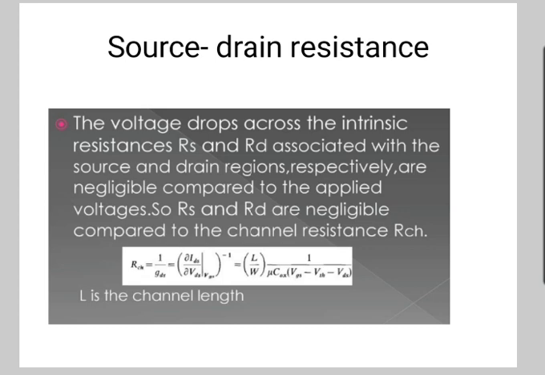So, source drain resistance. The parasitic resistance between the source and drain causes an obstruction in the current flow, and the source side resistance degrades the gate drive. There is a voltage drop across the intrinsic resistances Rs and Rd associated with the source and drain regions respectively, and these are negligible compared to the applied voltage. So RS and RD are negligible compared to the channel resistance RCH.